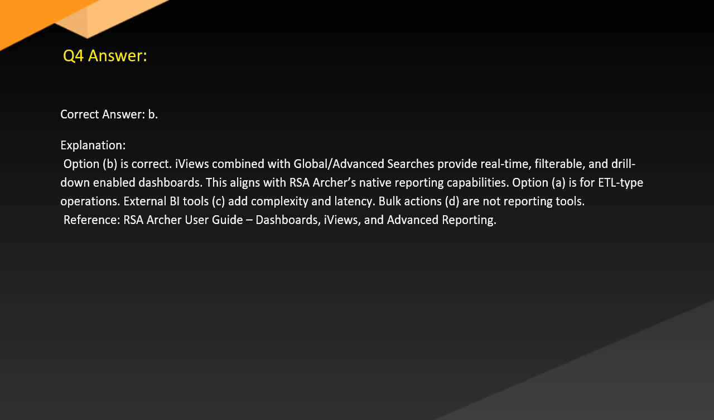This aligns with RSA Archer's native reporting capabilities. Option A is for ETL-type operations. External BI tools, C, add complexity and latency. Bulk actions, D, are not reporting tools. Reference: RSA Archer user guide, dashboards and advanced reporting.